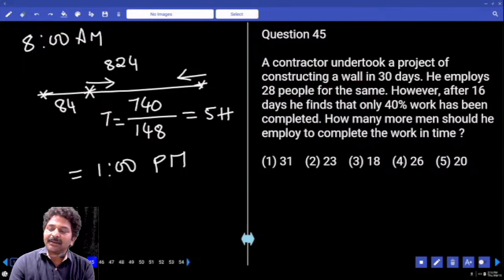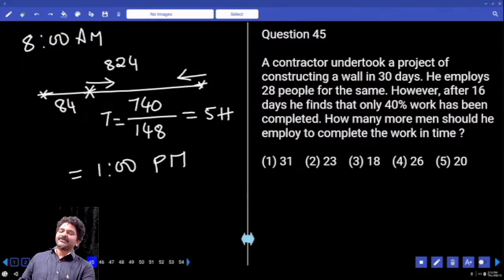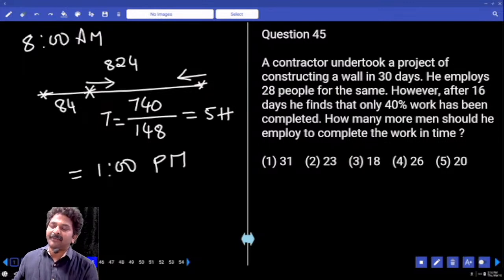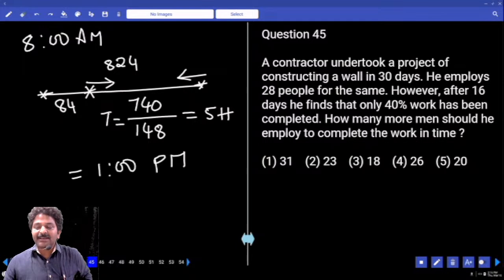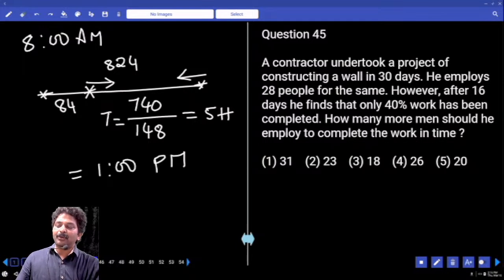A contractor undertook a project of constructing a wall in 30 days. He employs 28 men for the same. However, after 16 days, he finds only 40% work has been completed. How many more men should he employ to complete the work in time?